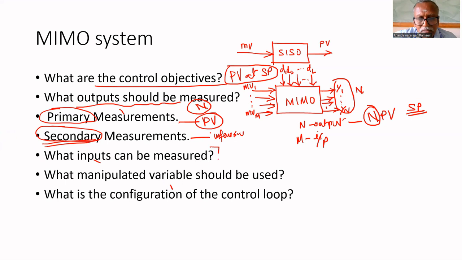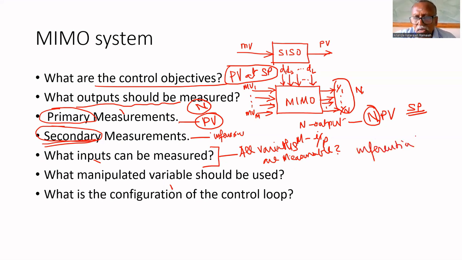What inputs can be measured? We are assuming that all variables are measurable. But sometimes it may not be possible. In that case, we'll go for inferential control. For that, we have to measure some variables, or sometimes we may use adaptive control. In that case also, we'll measure some inputs.